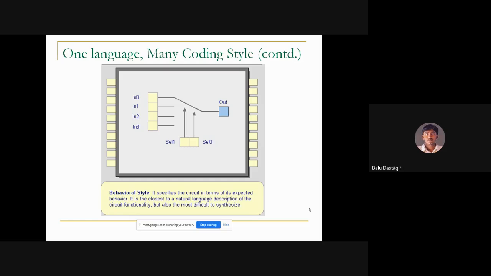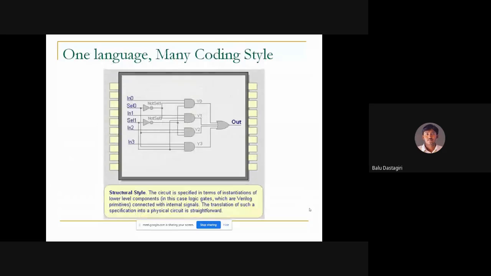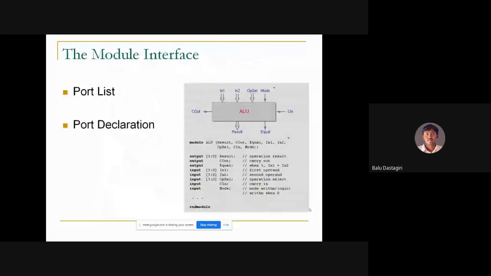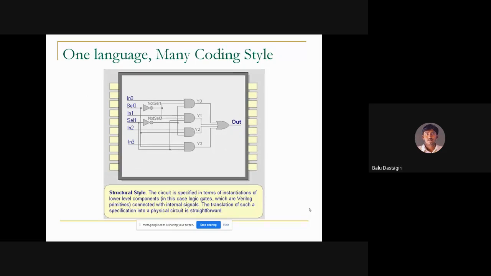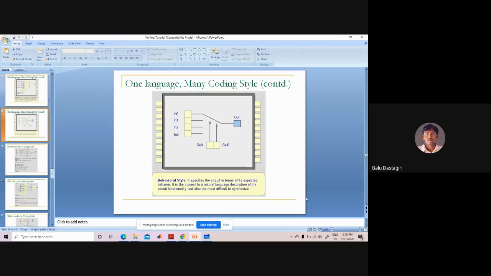So these are the different things. The first one is the structural style, the second one is the data flow style, and the third one is the behavioral style. These are the three styles of writing a program in Verilog HDL.